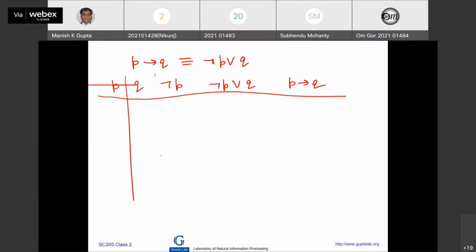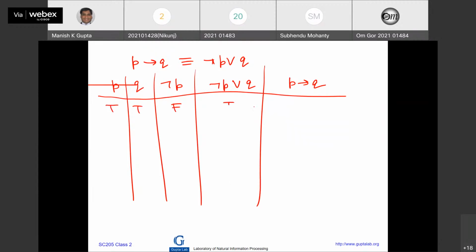It's kind of a monotonous thing for me anyway. True, true, false, true, true, true, false, false, false, false, false, true, true, true, true, false, false, true, true, true. You can see that these two have the same truth values, right? So they are logically equivalent.